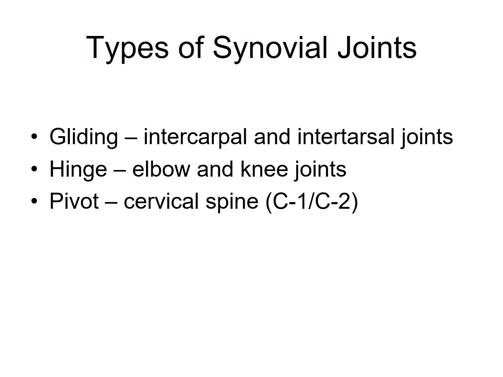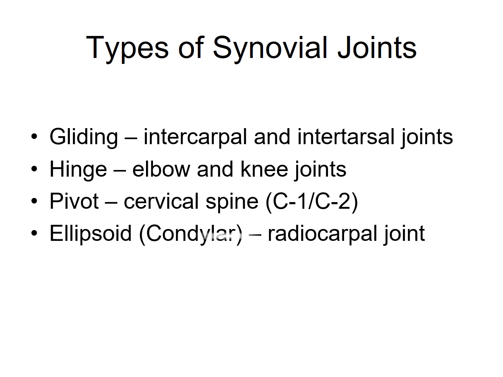Pivot joints allow a part to pivot or to turn, like the joint in your cervical spine region, C1 and C2, which allows you to move your head side to side. That's a pivot joint. An ellipsoid or condylar joint is a special joint that has a rounded portion. The radiocarpal joint, or your wrist joint, is this type of joint.